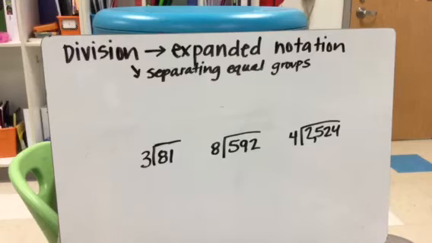For these examples, and the examples we're doing right now in class, there are no remainders. So every group has the same amount and there's nothing left over. Later in fourth grade, we will get to remainders, but right now we have perfect division.